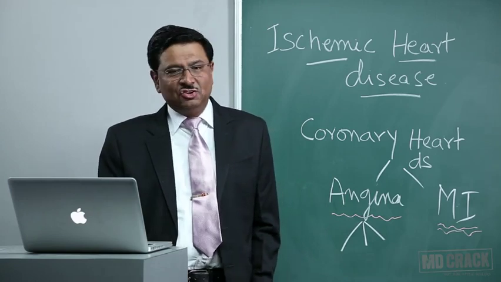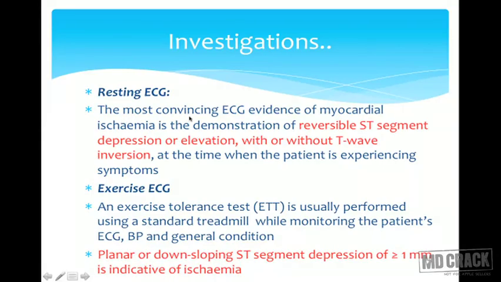Now we'll be talking about the investigations which we'll be doing in cases of angina. First of all is resting ECG. The most convincing ECG evidence of myocardial ischemia is the demonstration of reversible ST segment depression or elevation with or without T wave inversion. Please understand this important electrocardiographic finding: reversible ST segment depression or elevation with or without T wave inversion at the time when the patient is experiencing symptoms.